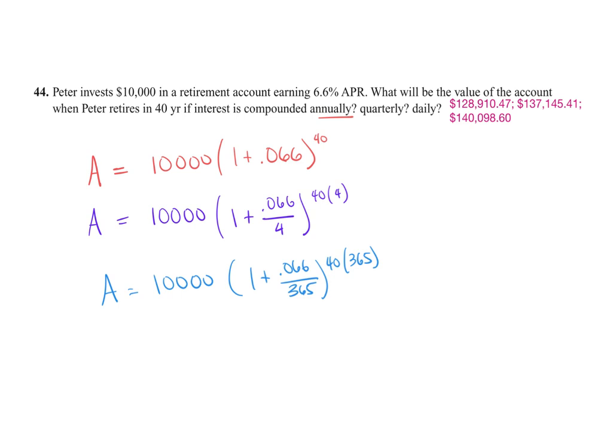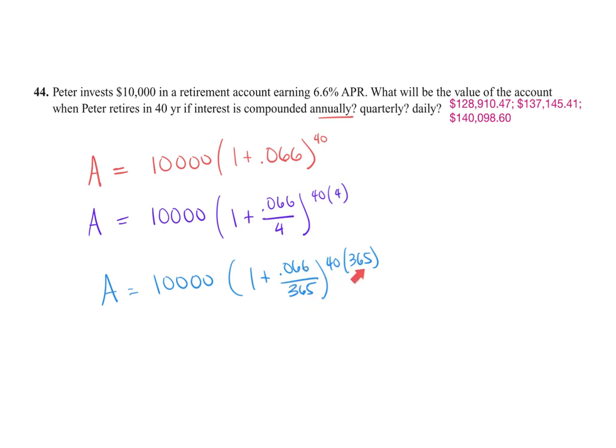So this is how the 3 should have been set up. All right, pay attention to your calculator. Your calculator will always do order of operations. So in your calculator, you can put 10,000 times, open parentheses, 1 plus this division, because it will do the division first, which is what it needs to do. Close parentheses.